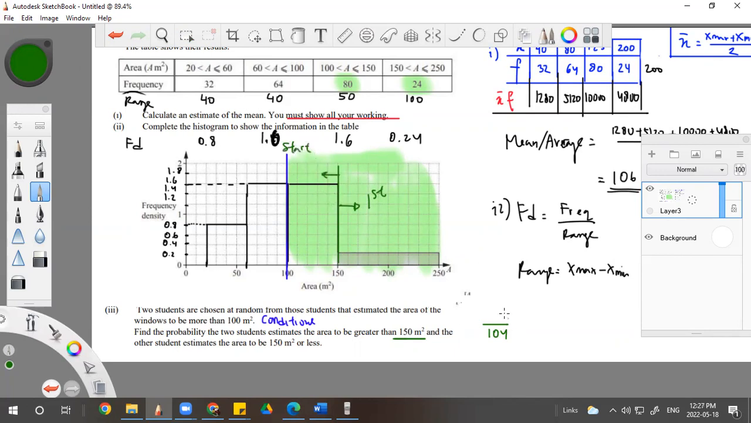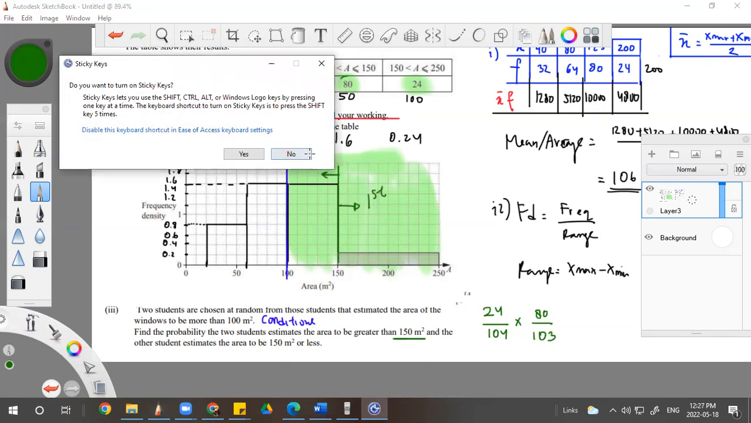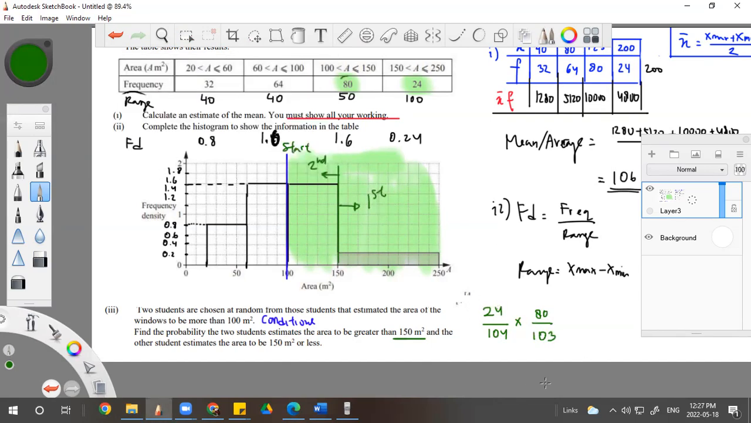Oh okay, which is the first student? The first student on the right, 80, right? Sorry, 24, right? So 24 over 104, you multiply by the second student. The second student on the left side is how many? 80 over 103. Why is it 103? Because the first student is picked already, okay, and you can get the answer easily, right? You just multiply with a calculator.